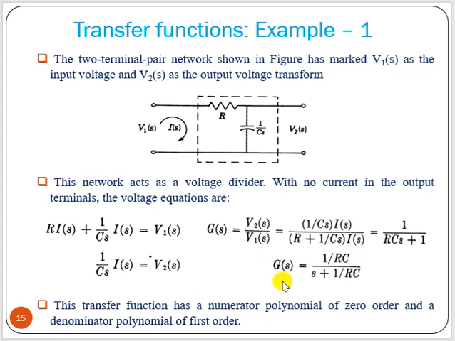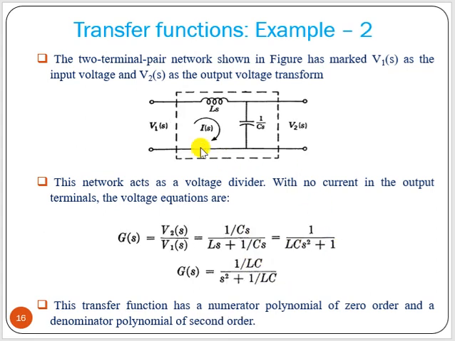Now what we can see here is that V2, the output, is a part of the total voltage. This is nothing but a voltage divider circuit, right? So we have found this transfer function. The transfer function has a numerator polynomial of zero order and a denominator polynomial of first order, because here we have s to the power 1, and in the numerator we don't have any s term, so zero order.